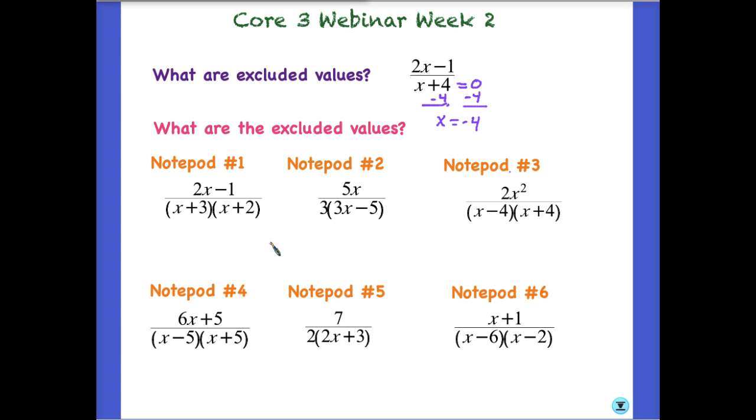So you guys, let's go back to our note pods, except for now we don't have student 2 anymore because Saxon left and student 9 is gone. So you guys, look at these note pods and determine what would make you have an excluded value. So Bree, do number 1. Emma, I think you're still there. Do number 4. Trevor, you can do 5.